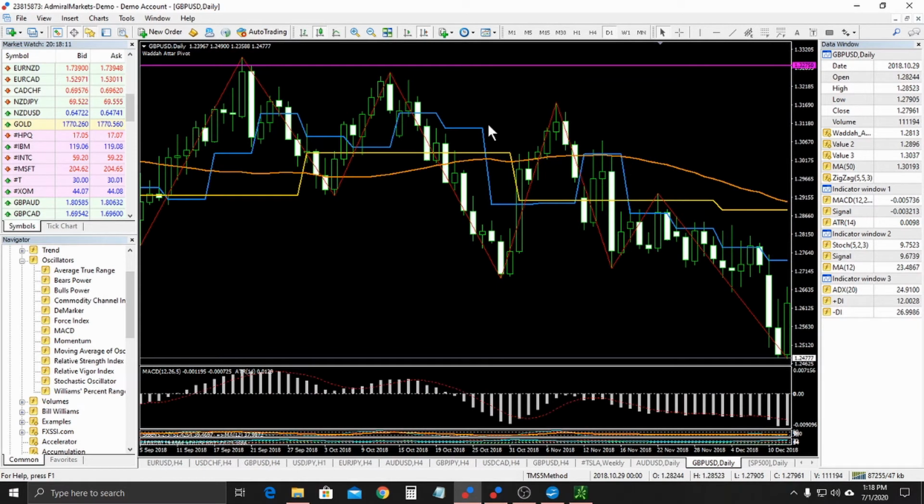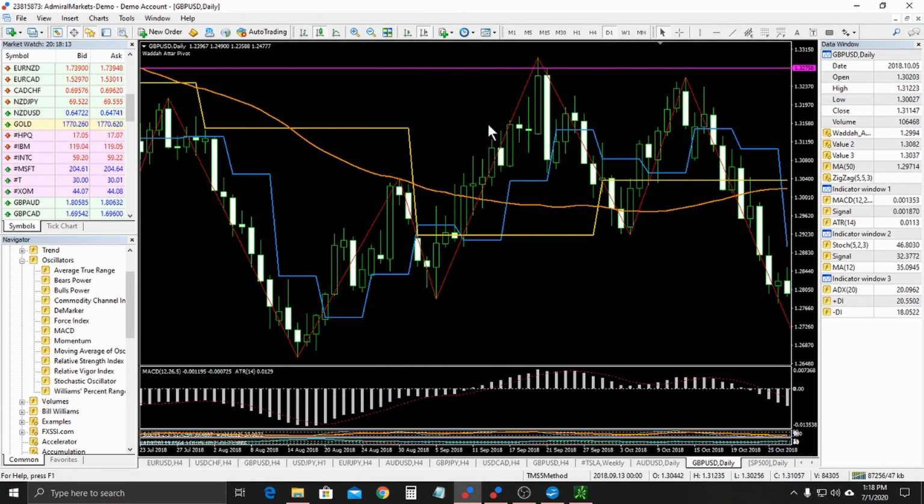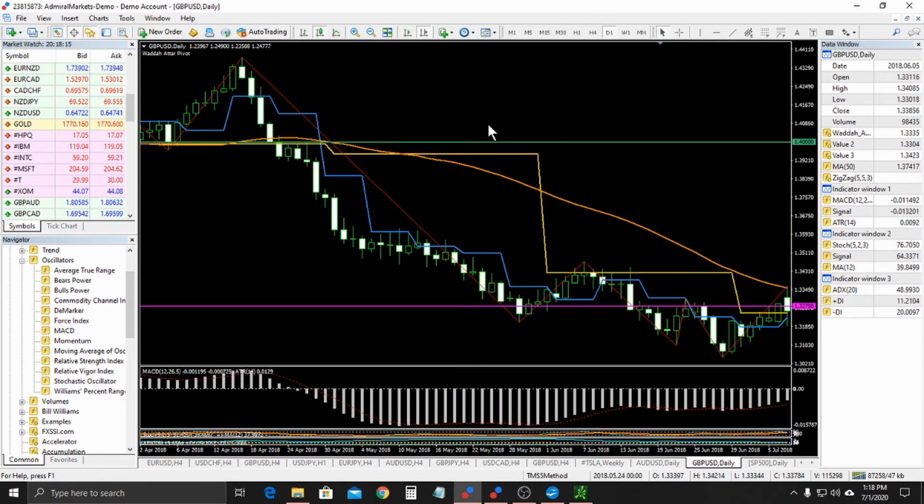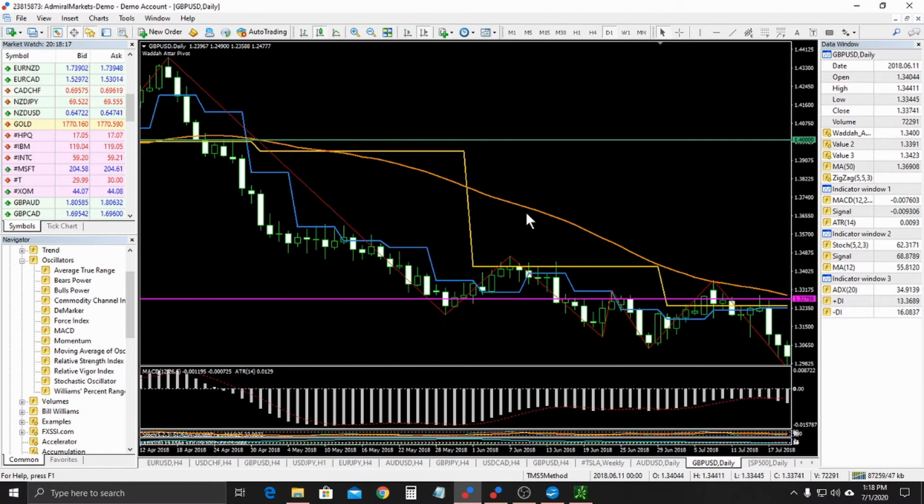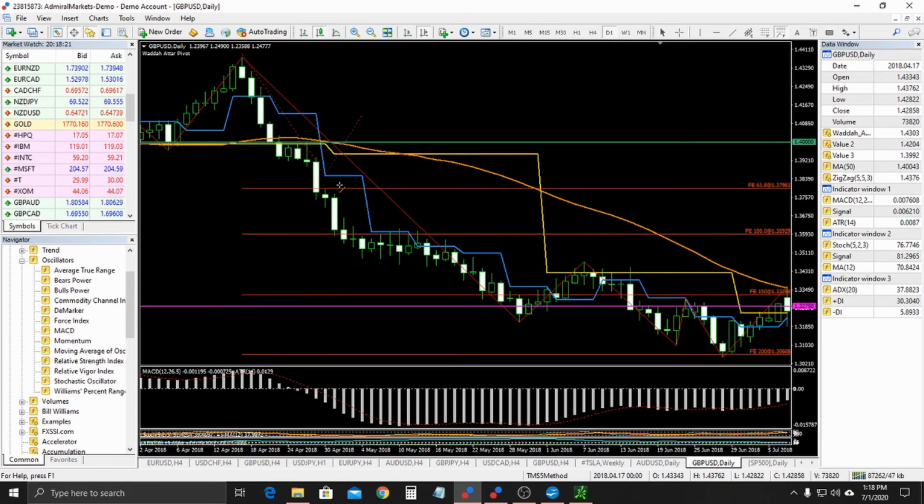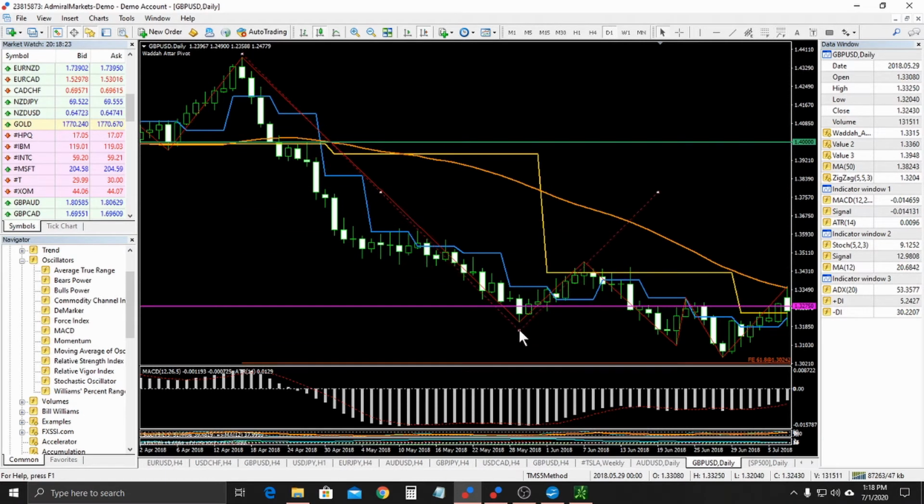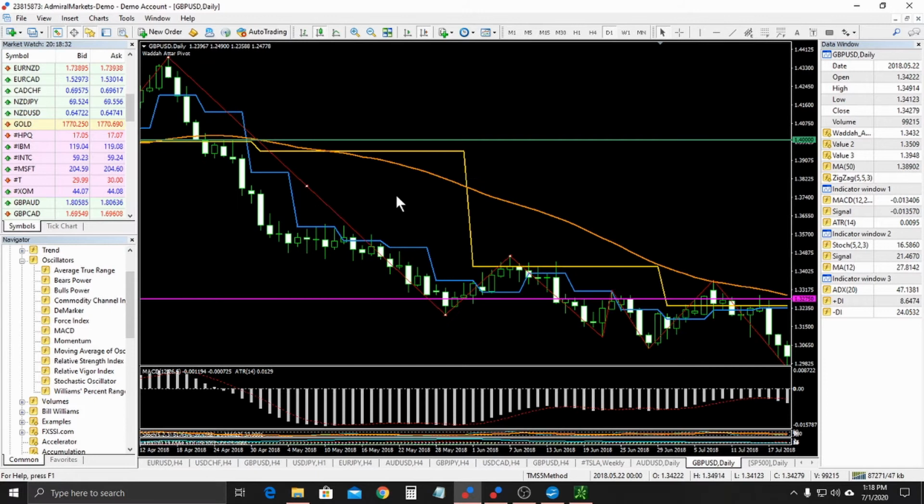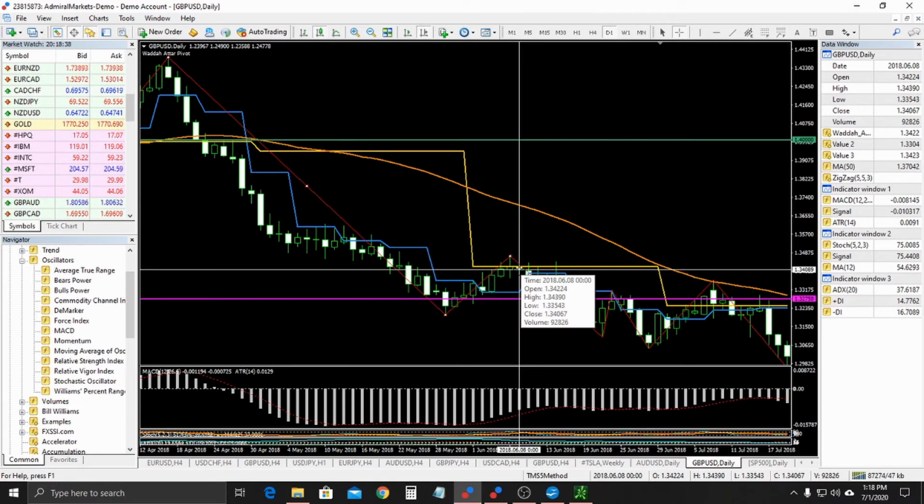And let's try another one. Another one with some distance. There you go. That one has some distance. Let's see what this one looks like. Okay. Now once again, there's a pullback.